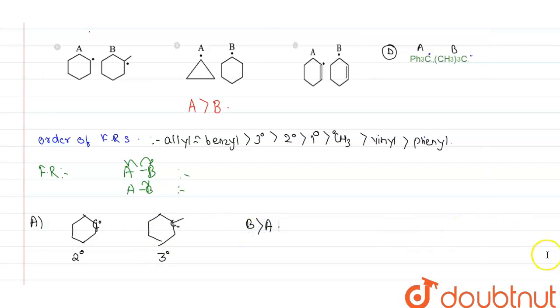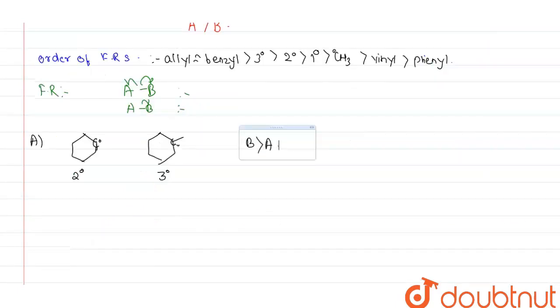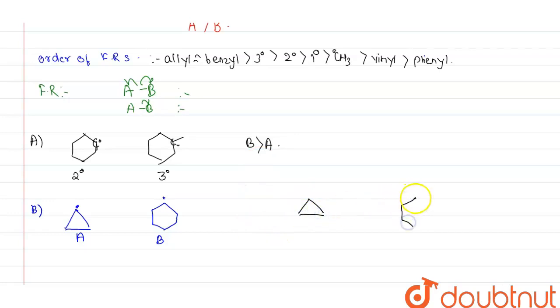So let us check the next one. The next one is a cyclopropyl radical and a cyclohexyl radical. So this is option A and this is option B. We know that in the case of cyclopropane and cyclohexane, we will be discussing these, because these radicals are formed from these only and the stability will be governed by this only.